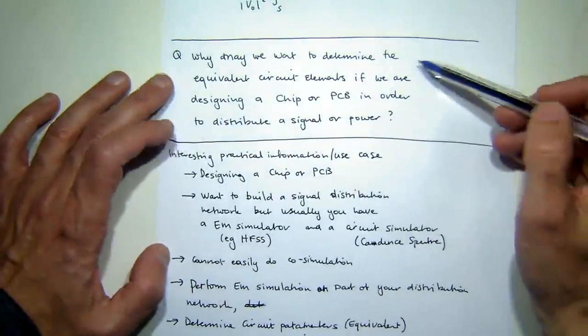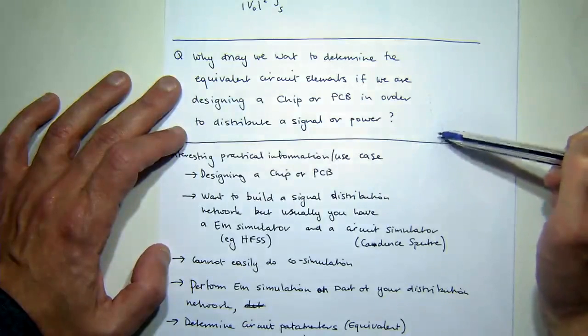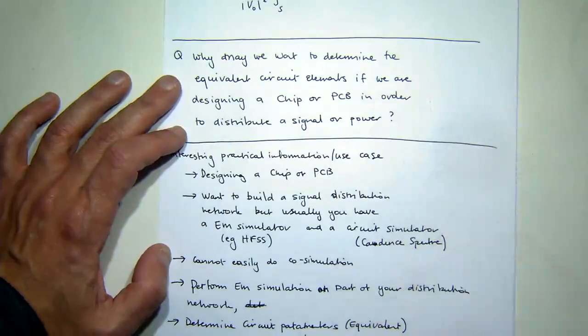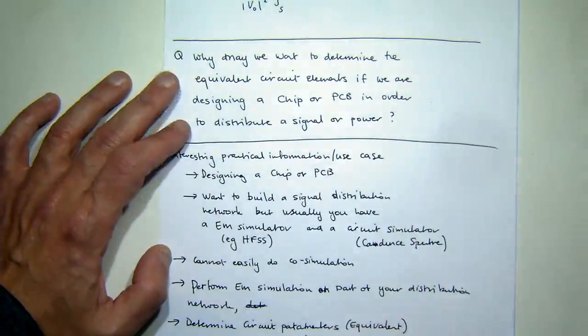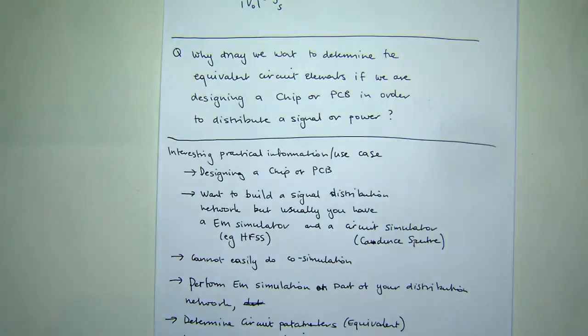We talked about this question at the start, so I won't repeat myself, other than to say transmission lines are very useful because they're used to transfer energy across a surface or between two components.